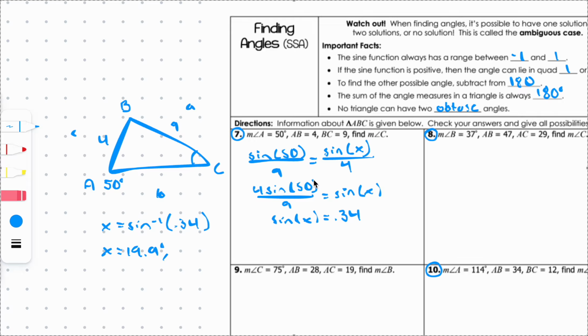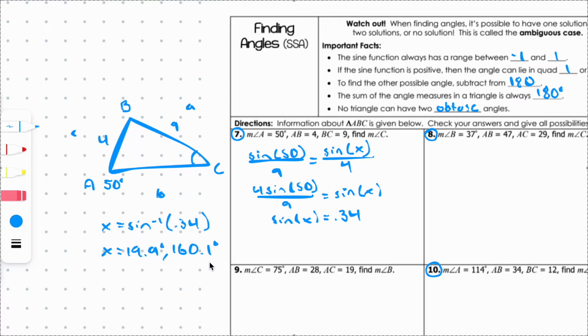But we also want to remember what we said up here, that to find the other possible angle, subtract from 180. So 180 minus 19.87, whatever, would give us 160.1 roughly. So our other angle would be 160.1.